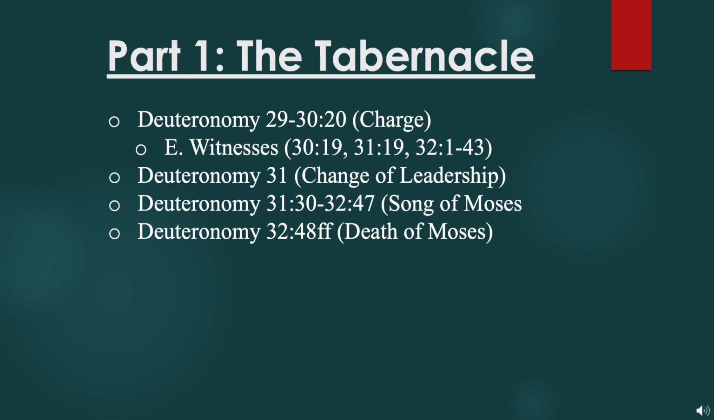In Deuteronomy chapter 31, we have a discussion of the change of leadership to Joshua. Chapters 31 through 32 is again that Song of Moses that testifies against Israel that they have to obey. And then Deuteronomy 34 concludes the book with the death of Moses.